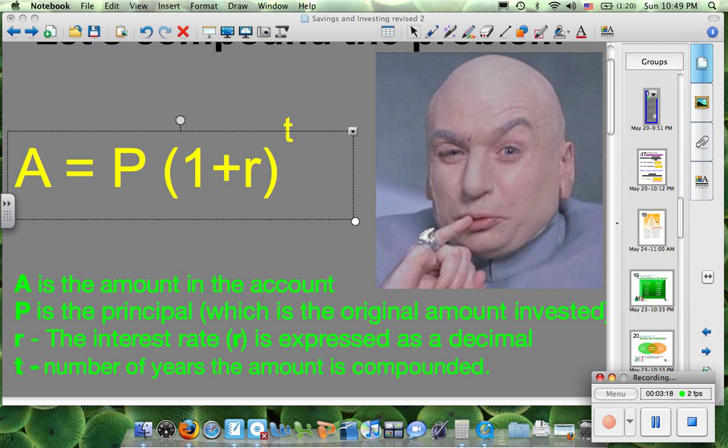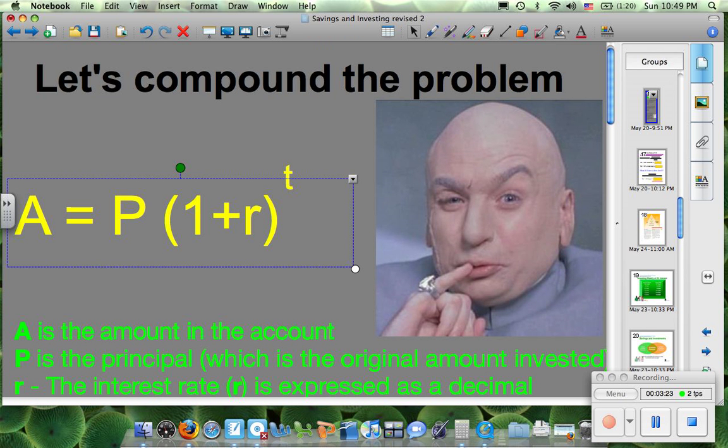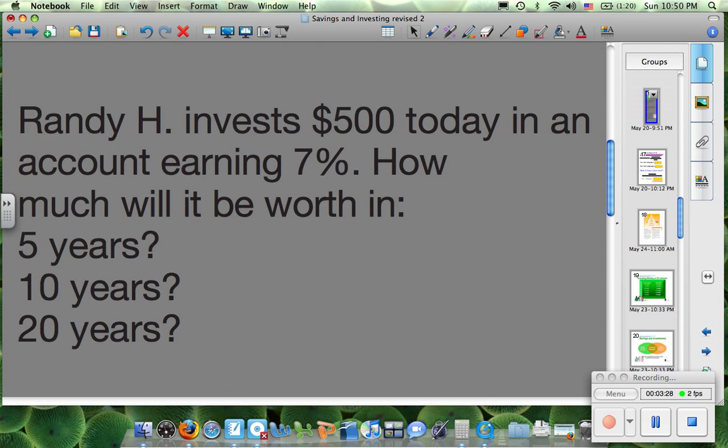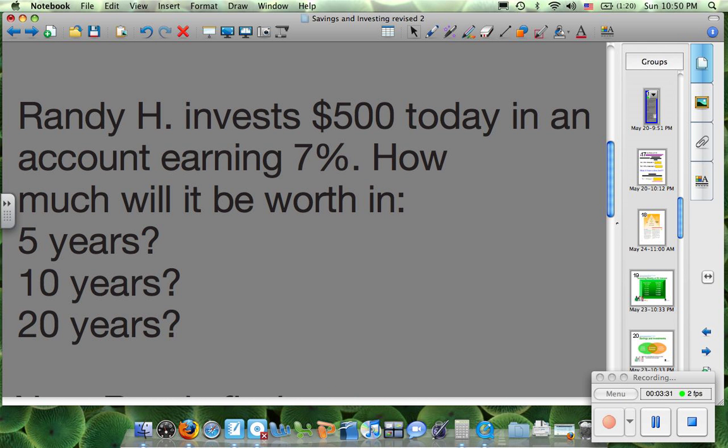So let's go ahead and perhaps partner up with somebody who has a fancy calculator that came from my desk area. And let's do these 3 problems. Let's say Randy H. invests $500 today in an account earning 7%. How much will it be worth in 5 years, 10 years, or 20 years?